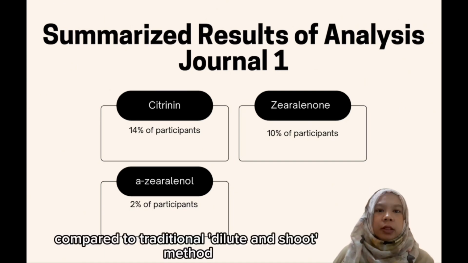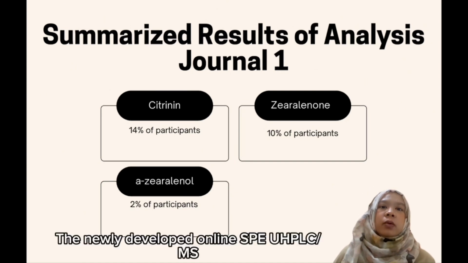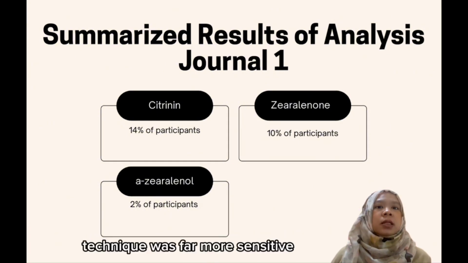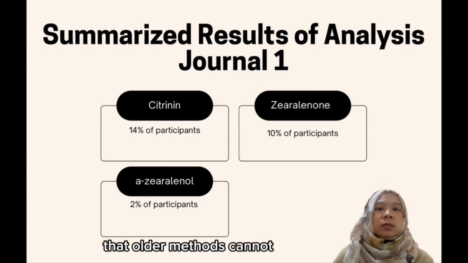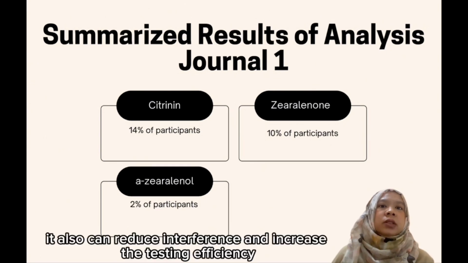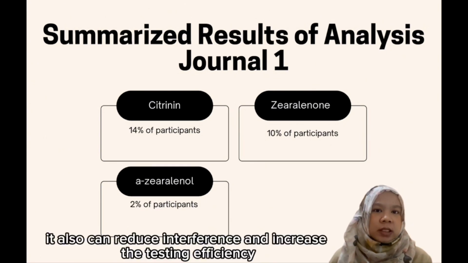Compared to the traditional dilute-and-shoot method, the newly developed online SPE UHPLC-MS technique was far more sensitive, detecting toxins at very low levels that older methods cannot. It also can reduce interference and increase the testing efficiency.